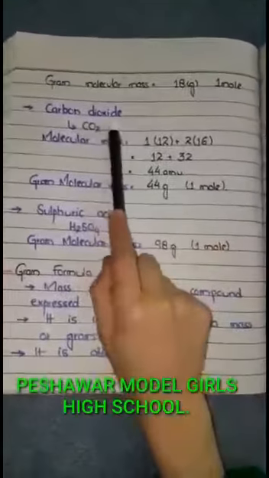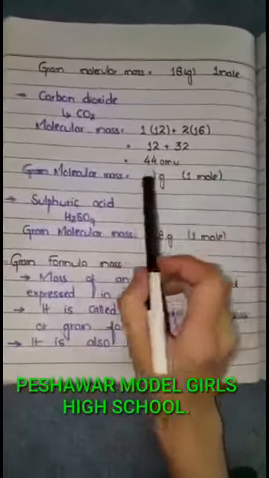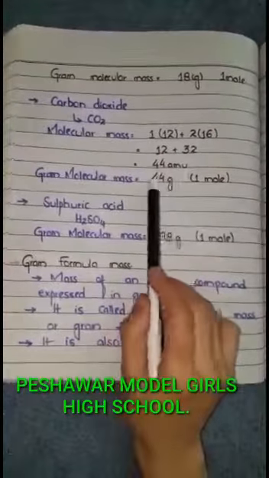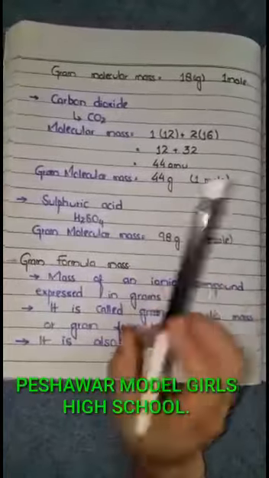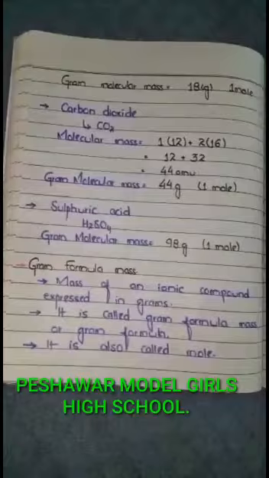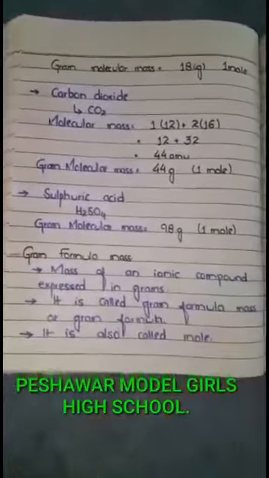Okay. Next is carbon dioxide, its molecular mass is 44 AMU and gram molecular mass, so 44 grams, that is expressed in grams, and we knew that it's 1 mole. Similarly, the gram molecular mass of sulfuric acid can be calculated, and that is 98 grams.